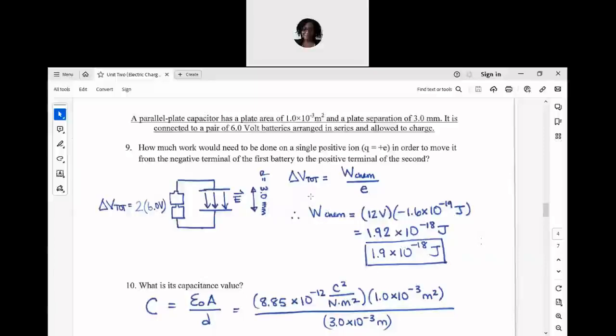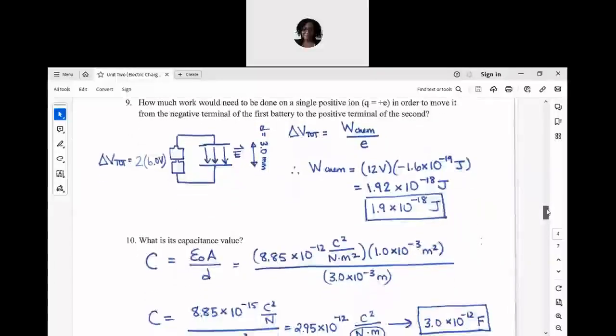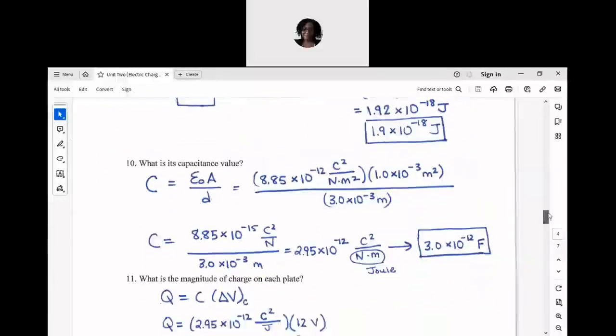I have a potential difference, delta V total, which is 12 volts total. I know that's going to be equal to the amount of work, chemical work that's being done on those charges per unit charge. The charge carriers are going to have magnitude E. So each one of those is going to require 1.9 times 10 to the negative 18 joules of work to go from the bottom of the chain to the top of the chain of batteries.